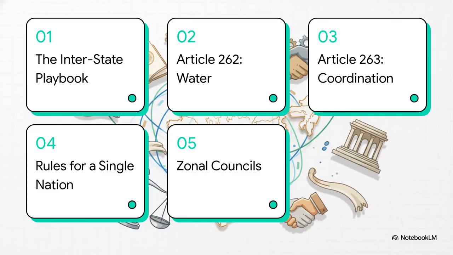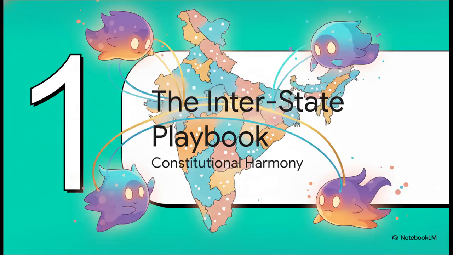All right, here's our game plan for today. We'll kick things off with the big picture, the interstate playbook. Then we'll zoom right in on Article 262, which is all about water disputes. After that, we'll look at Article 263 for national coordination. Then we'll cover the rules that make India a single market, and we'll wrap up with something called the zonal councils.